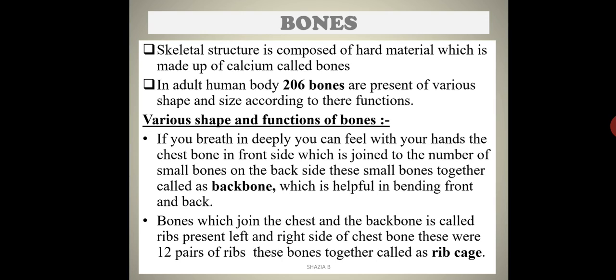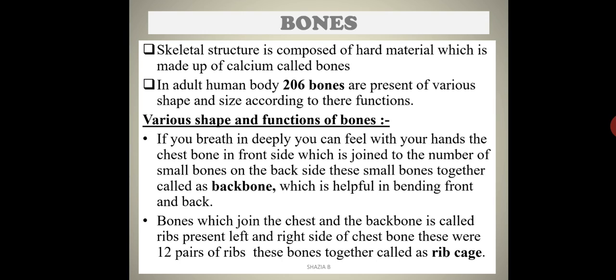In an adult human body, there are 206 bones, present in various shapes and sizes depending upon their functions, and these bones are made up of calcium. Each shape has a different function. Now, first of all, let's discuss our backbone and rib cage.